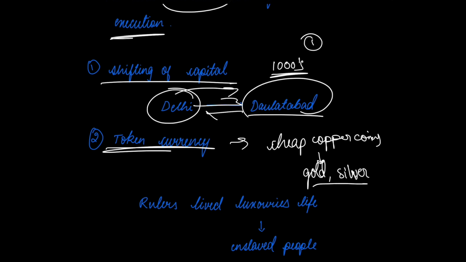But his idea was good, but the execution was poor, and many of the fake or counterfeit coins started to flow in the market, and this declined the economy. And so he had to revoke his token currency policy.